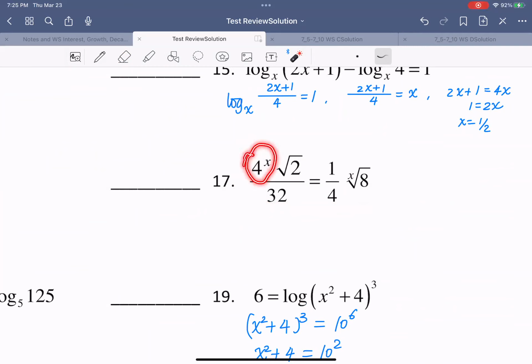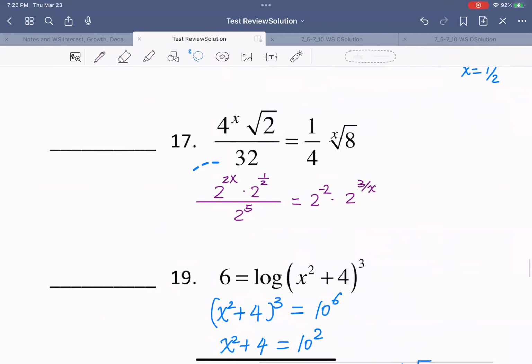4 is who? 2 to the power of 2x. Square root of 2 is who? 2 to the power of 1/2, over 2 to the power of 5. Yes, over the right. Who is this? 2 to the power of -2, and 2 to the power of 3 over x.